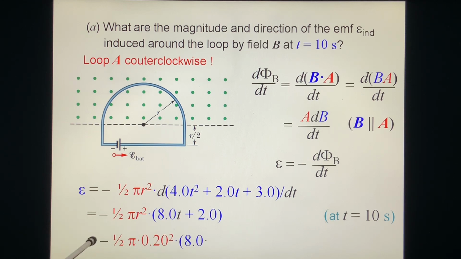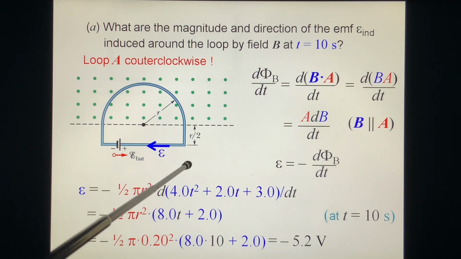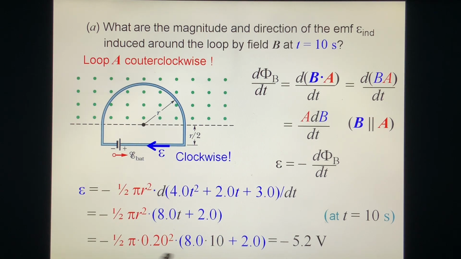You see this is a negative number. What does this mean? This is clockwise. Epsilon is negative, and this is clockwise. Why? You see, d phi dt is a positive number. That means the flux goes more and more, and so the induced current must go against it. It produces flux opposite to B, so the current direction must be clockwise. It produces a field against the change.